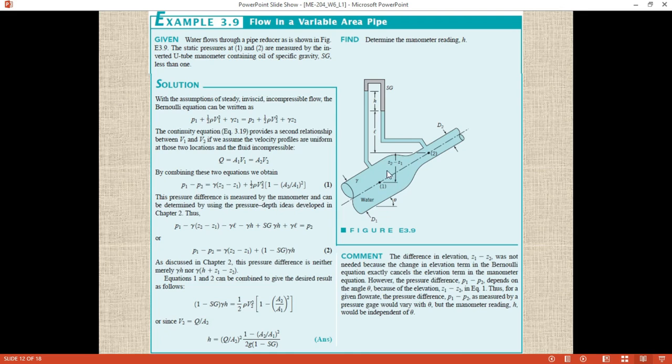If Z1 and Z2 vary, that means the pressure will vary. Why? Because there is a hydrostatic pressure. The hydrostatic pressure at point 2 is less, and at point 1 is more. But if you make this pipe straight, what will happen? The hydrostatic pressure at 1 and 2 will be the same. But if you make some angle, then to calculate P1 minus P2 there is a factor of Z2 minus Z1, so it has to be considered. But to calculate the height of the column, we don't see any factor of theta. So the manometer reading H would be independent of theta. This is an important example that you have to solve properly.